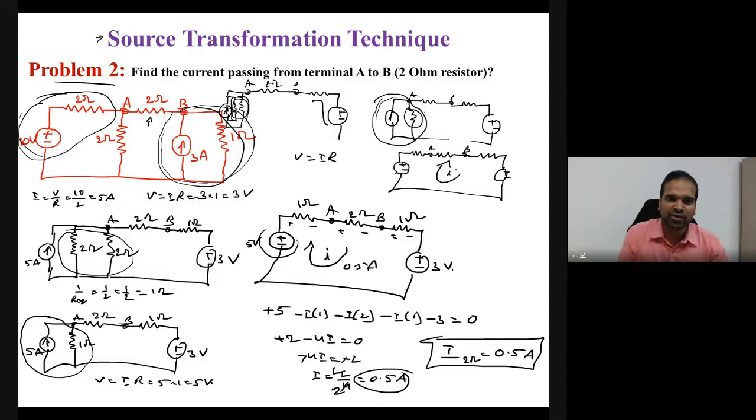So see here, I have used the source transformation technique, and I found the current flowing at the 2 ohm resistor. Before applying the source transformation technique, you have to imagine what you are doing and what the necessity of each step is. After getting the idea, then you have to go for the conversion technique, the source transformation technique.